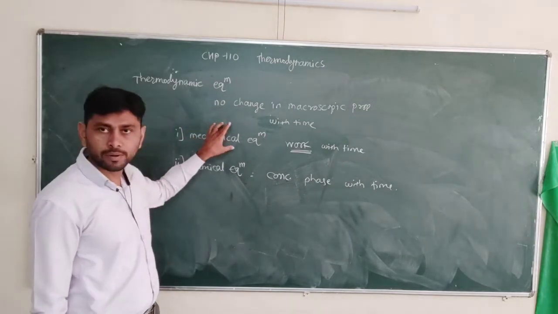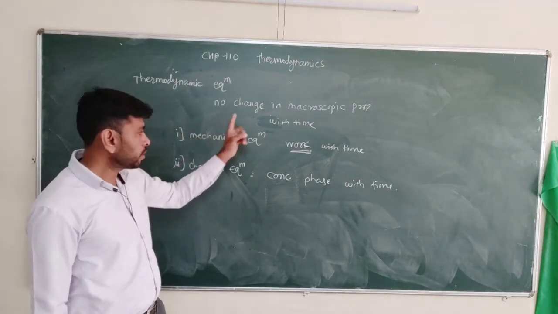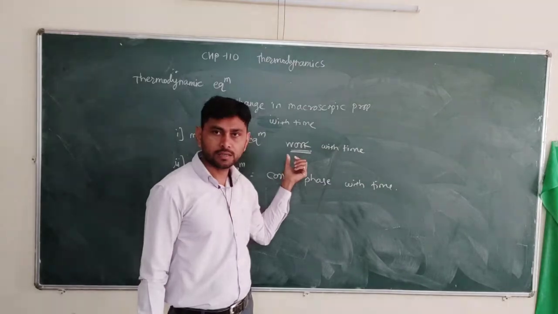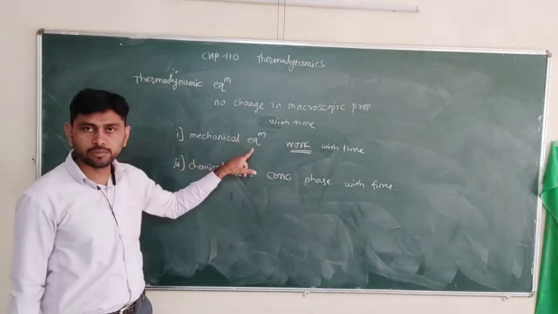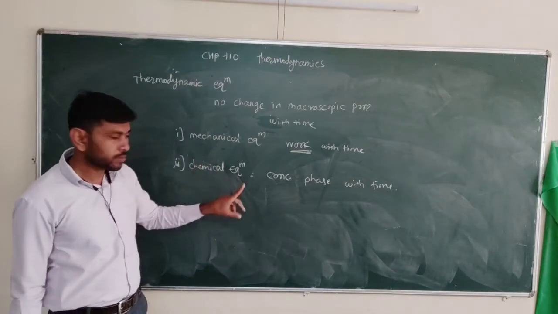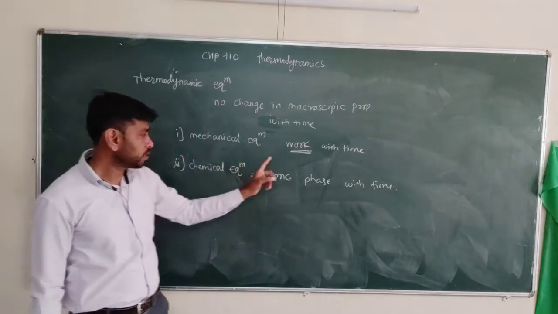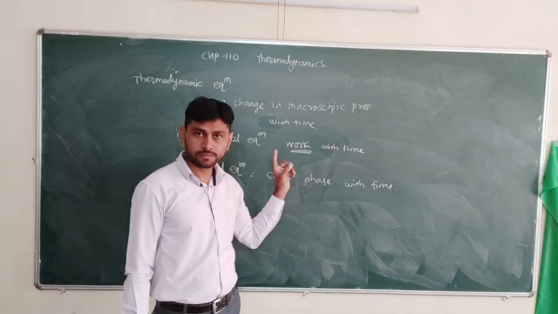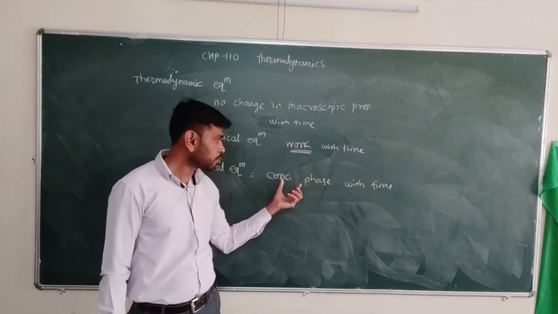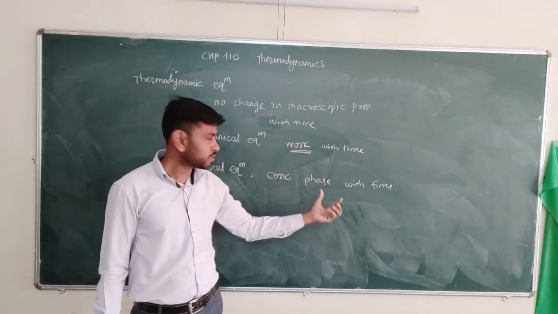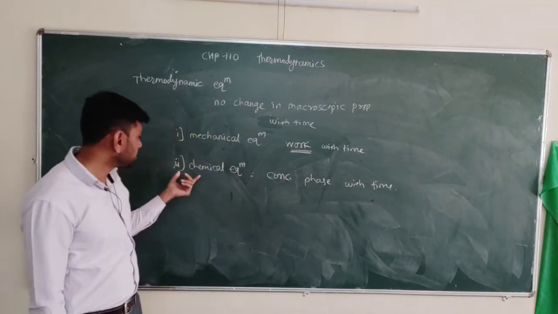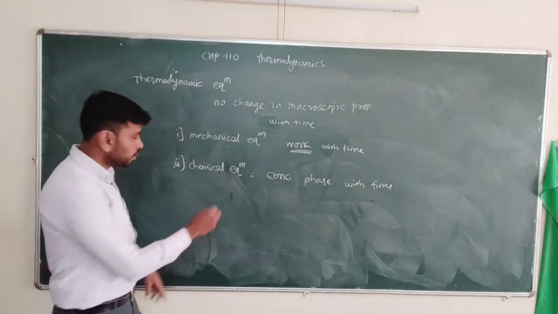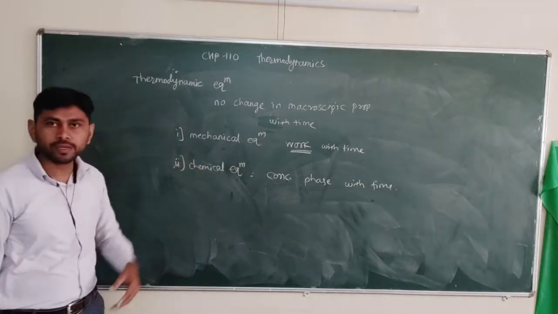So mechanical equilibrium is when there is no change in the work with time. Chemical equilibrium is when there is no change in concentration of the components of the system or reactions of any phase with time. So these are the types of equilibrium.